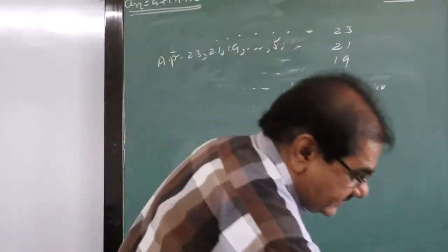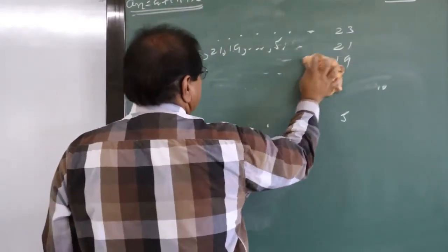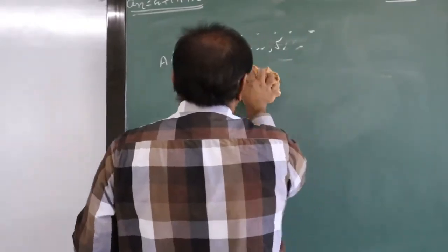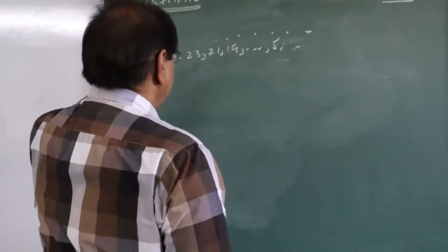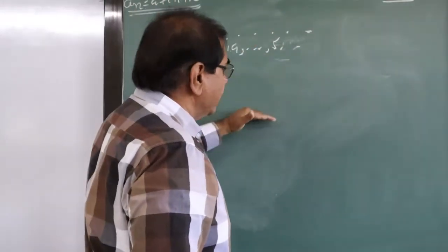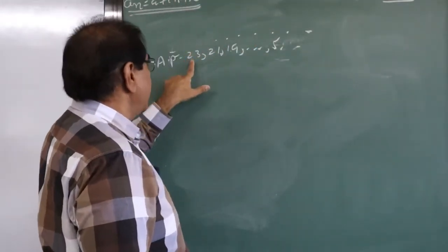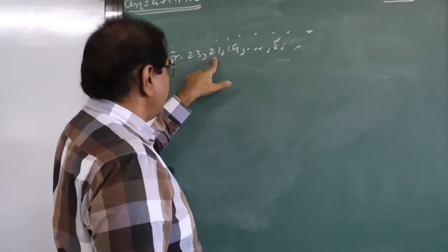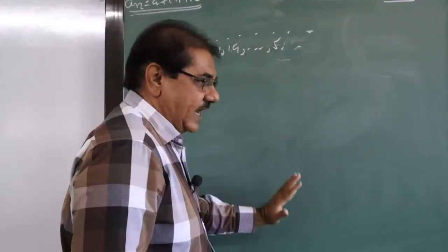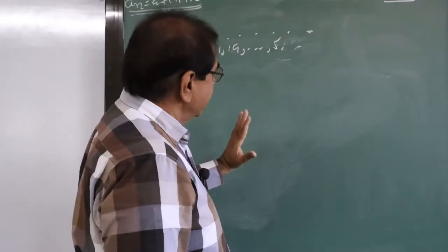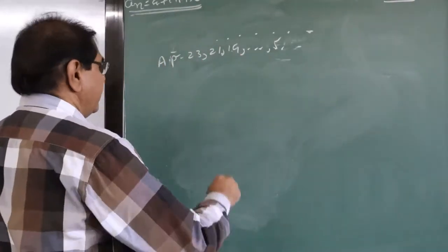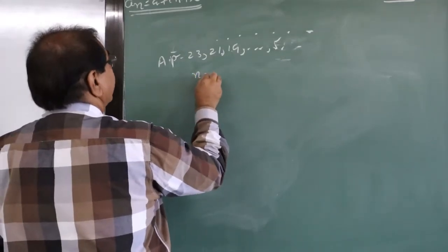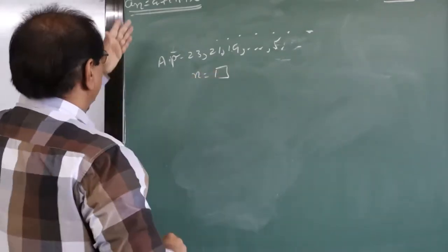What kind of AP is it? It is ending somewhere, so it is a finite AP. Okay? Now we want to find out the number of rows, because first row has 23 flowers, second 21, third is 19, and the last has 5. But how many rows of flowers are there, you want to find out? So you want to find out the value of n. Okay? We go for the formula.